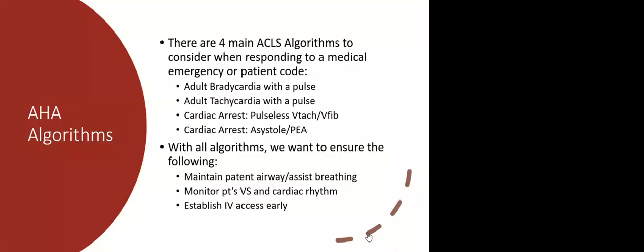There are 4 main ACLS algorithms to consider when responding to a medical emergency or a patient code, and these are adult bradycardia with a pulse, adult tachycardia with a pulse, cardiac arrest with pulseless VTAC or VFib, and cardiac arrest with asystole and PEA. With any of the algorithms, we want to ensure that we have a good patent airway, or we assist breathing if the patient's not breathing effectively, that we monitor the patient's vital signs and cardiac rhythm, and that we establish good IV access early on.